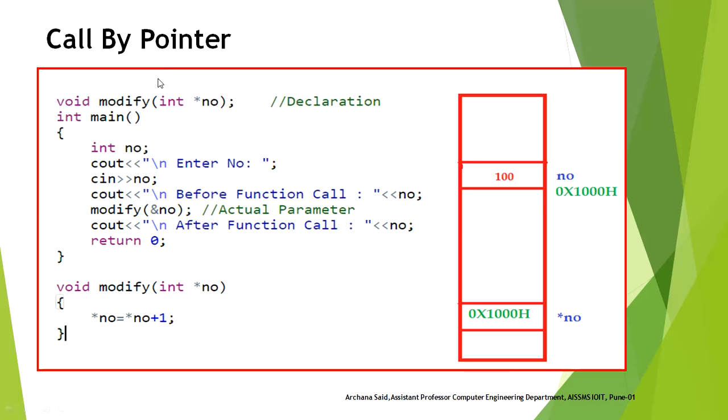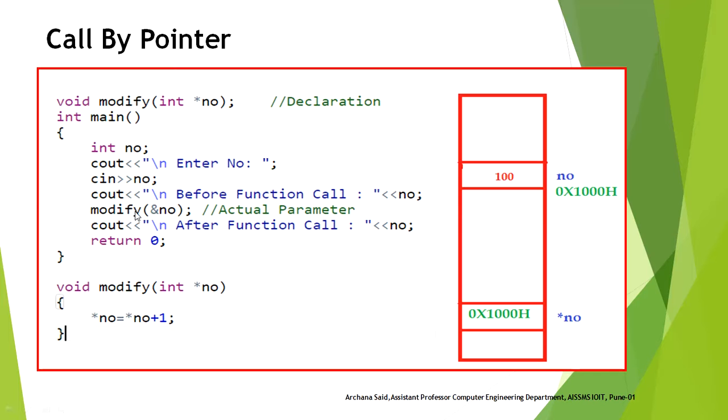The next type is call by pointer. If you don't want to return the value from the function but still want the changes made in the function to be reflected where you have called it, then call by pointer is used. Let's take an example. A pointer variable is the prototype used here. The program remains the same, only the changes are made for call by pointer.